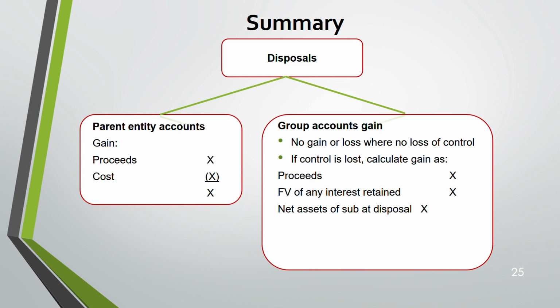Okay, that line will not be there. Only when it's a partial disposal will you have it. So net asset, and you have to de-recognize these things. What is it? Net asset at disposal, goodwill at disposal, and NCI. This is a pro forma.